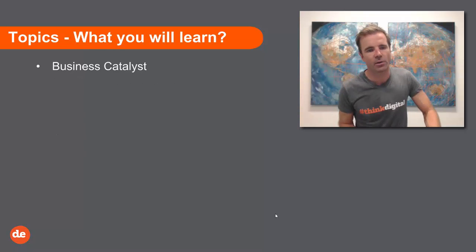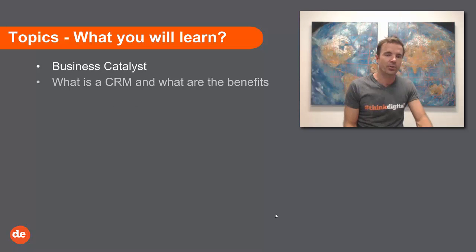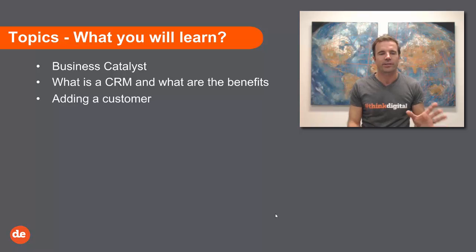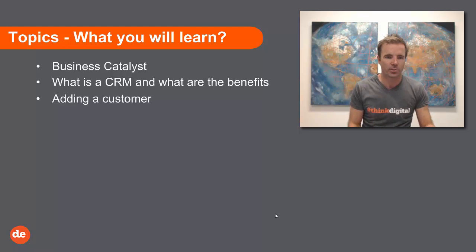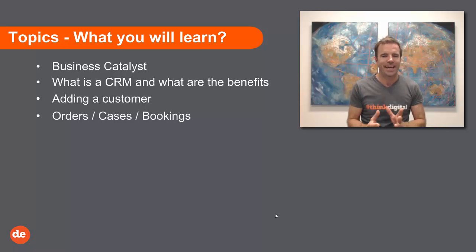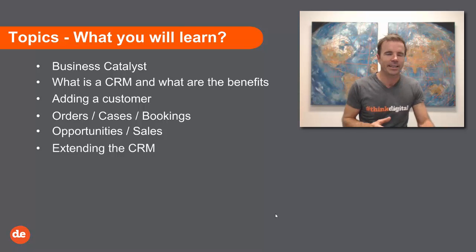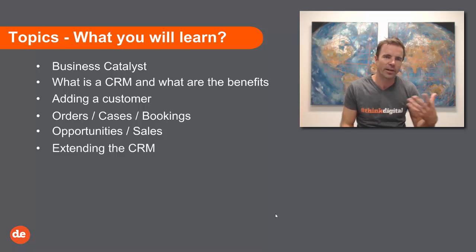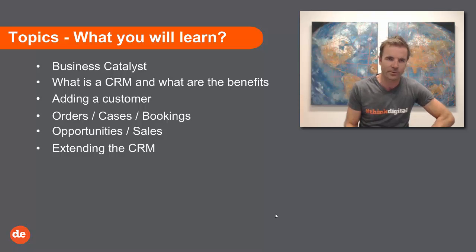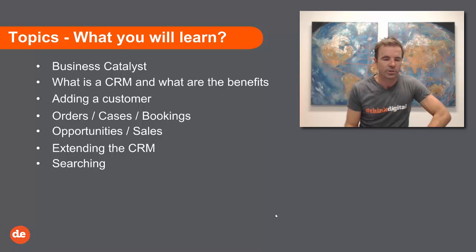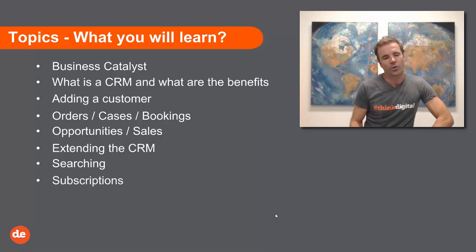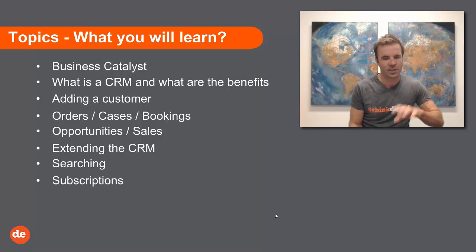So what will you learn? Today you'll learn a little bit about Business Catalyst. I'll talk about what a CRM is and what the benefits are. Once we know what a CRM is, we'll then add a customer to it. We'll have a look at orders, cases, and bookings. What are they? And after that, we'll talk about opportunities and sales. We'll talk about extending the CRM. If it doesn't actually do what you need it to do, how do you extend it to allow it to do more things? Searching, retrieving, finding people. And we'll talk about subscriptions as well and how that all ties into the Business Catalyst CRM.